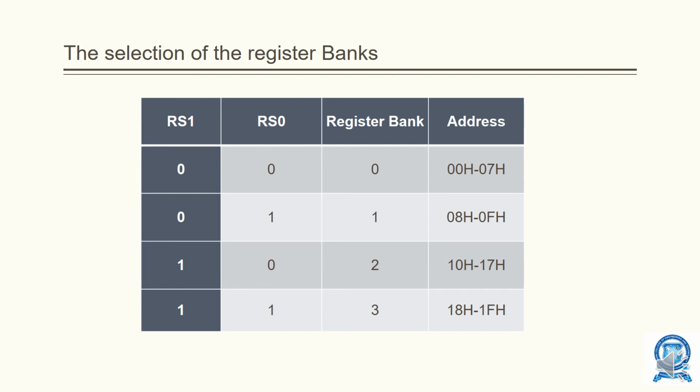If RS1 is 1 and RS0 is 0, then register bank 2 will be selected and the corresponding address will be 10H to 17H. If RS1 and RS0 are both 1, then bank 3 will be selected. So there are 4 banks, bank 0, 1, 2 and 3, and for bank 3 the corresponding address is 18H to 1FH.